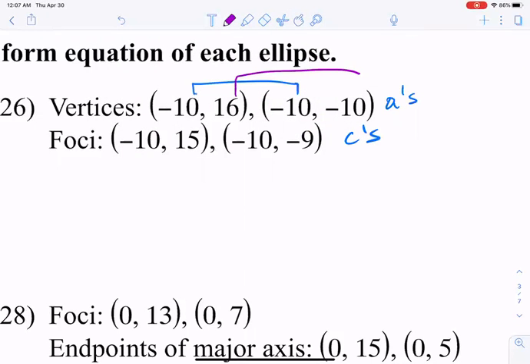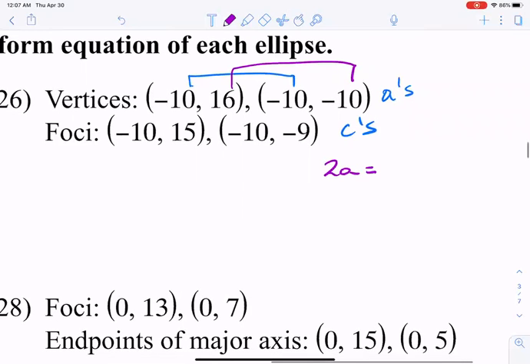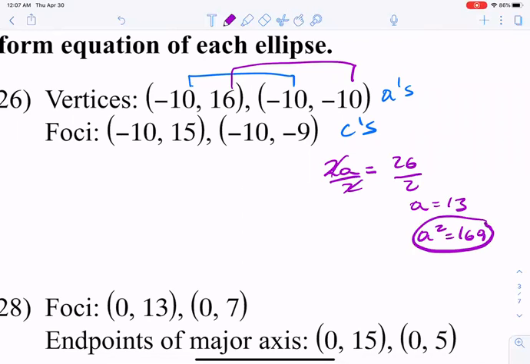These guys are moving. Yes? So from negative 10 to 16, remember that the vertices are the A's. So 2A equals, what is the distance from negative 10 to 16? That's 26 units, right? So 26, and then divide by 2, A equals 13. Okay, and that implies that A squared equals 169. That's the number I need for my equation, remember?